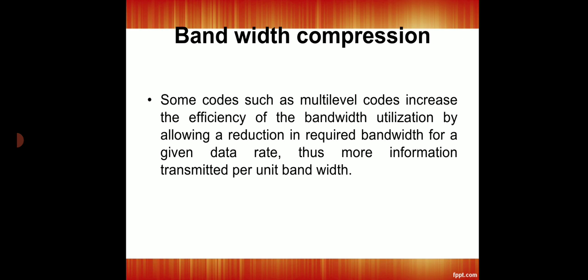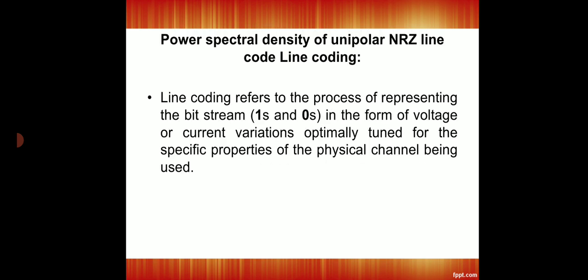Bandwidth compression is mainly used for compressing the data within a specific bandwidth. Some codes such as multi-level codes increase the efficiency and are used to reduce the required bandwidth, so that more information can be transmitted through the channel.